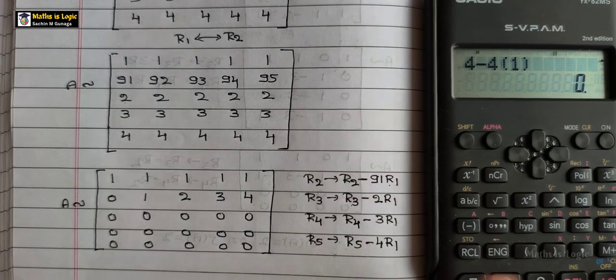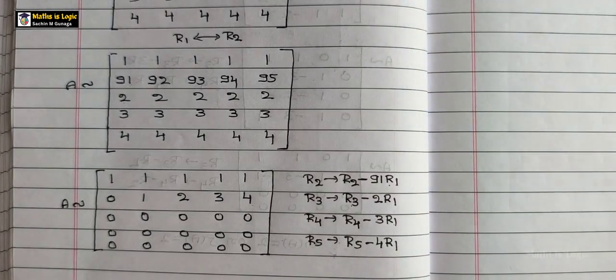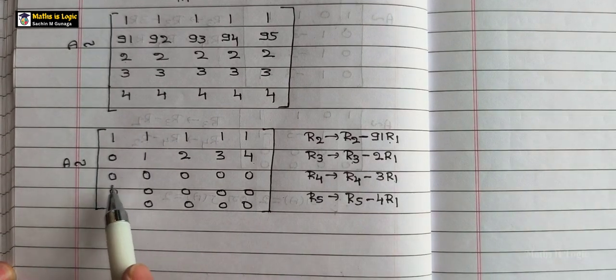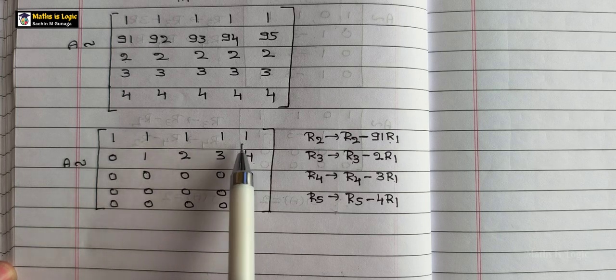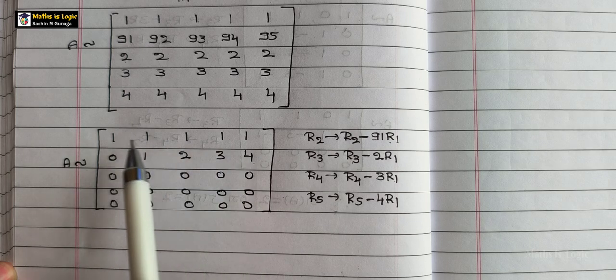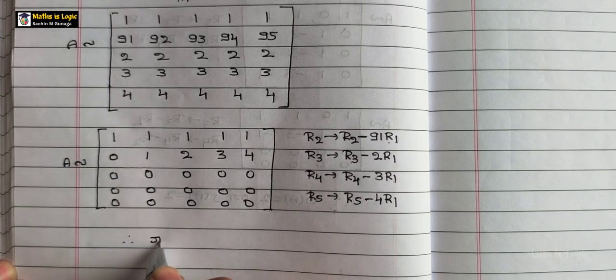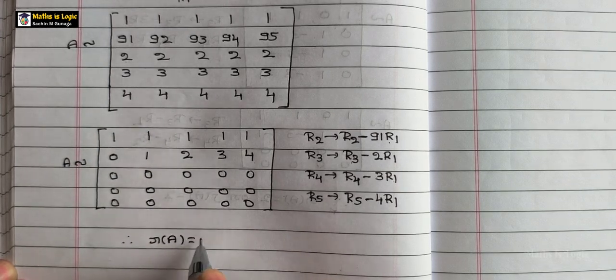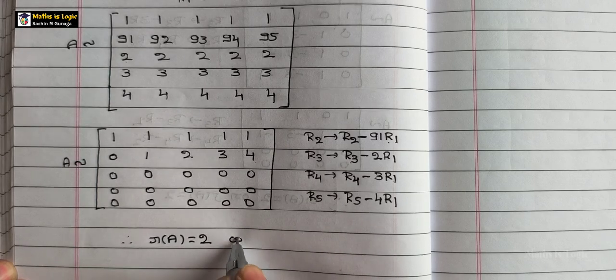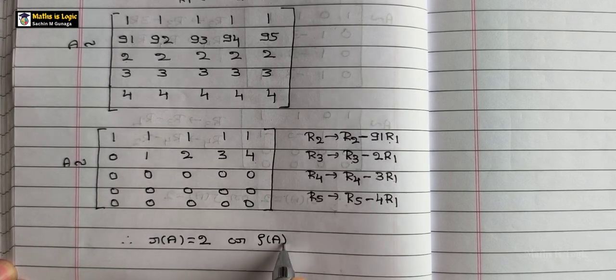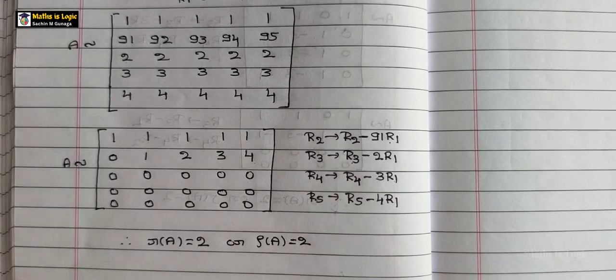Therefore finally here we are getting 3 zero rows. Therefore we need to count the number of non-zero rows. How many non-zero rows are available here? There are 2 non-zero rows. Therefore the rank of this matrix is 2, or rank of A directly goes to 2.